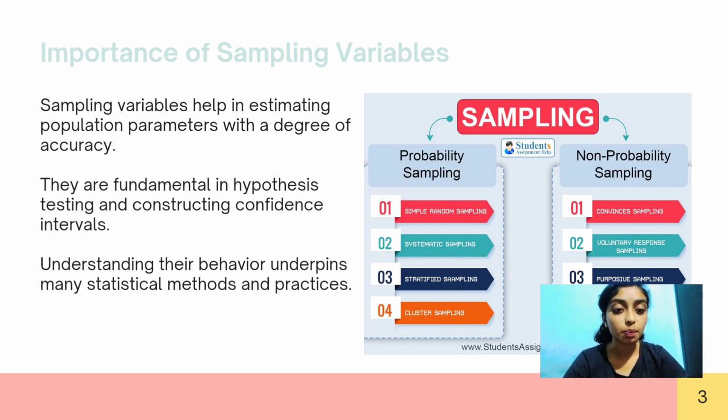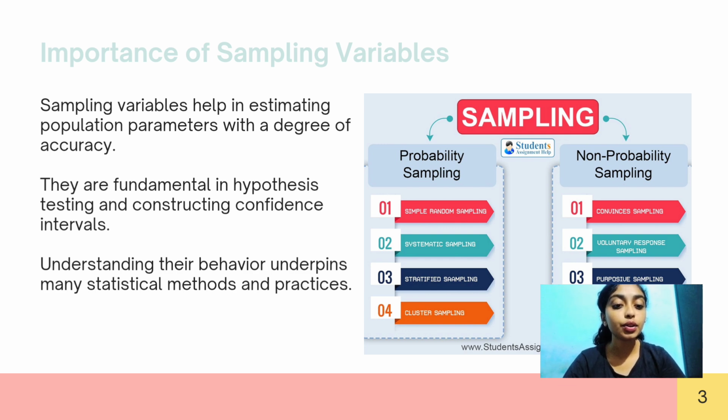Importance of the sampling variable. A sampling variable helps in estimating population parameters with a degree of accuracy. They are fundamental in hypothesis testing and constructing confidence intervals. Understanding their behavior underpins many statistical methods and practices.